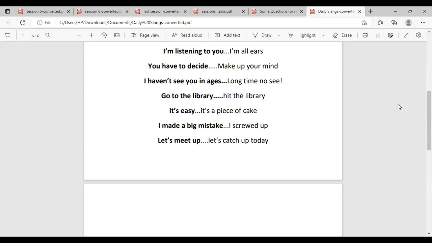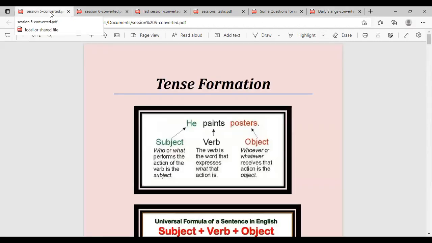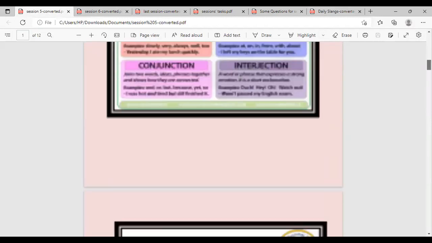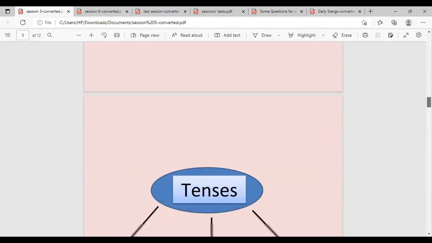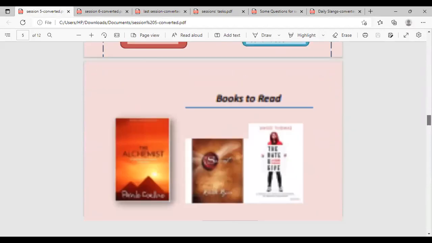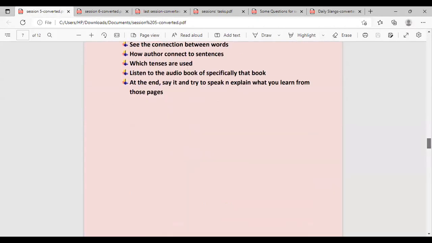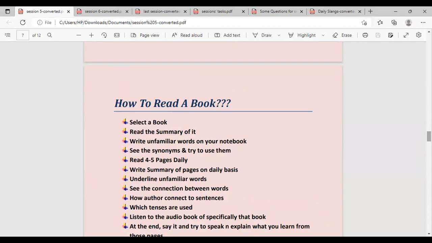Now tell me, any grammatical work left or not? Everything is completed, I think, right? Okay. So let's talk about since and for is done. Yeah, I think that all is done. We have talked about it, how to read a book. We have talked about it or not?